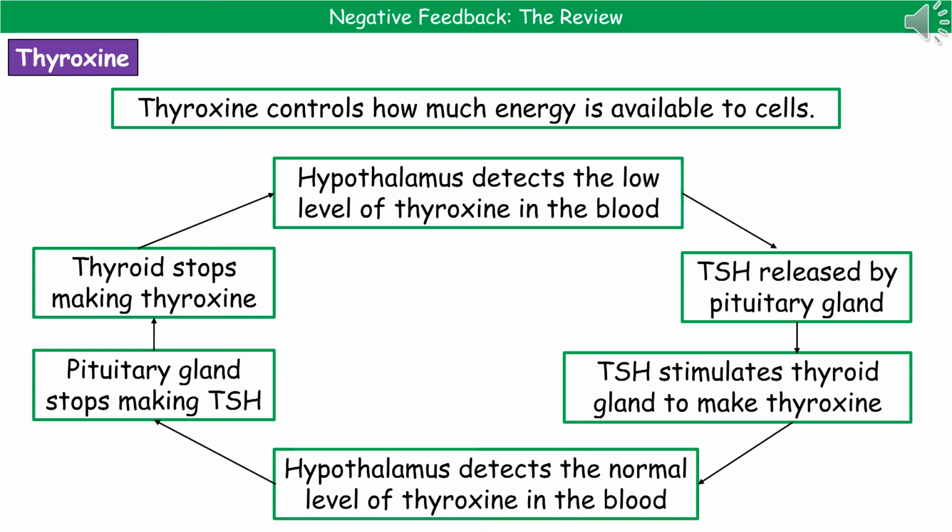So what we have is this endless little cycle whereby as soon as the levels of thyroxine are low, TSH is released by the pituitary gland, which stimulates the thyroid gland to make thyroxine, bringing the levels back to normal. Then we turn off that mechanism, and then if the thyroxine levels drop, the hypothalamus detects that, and we turn it back on again.